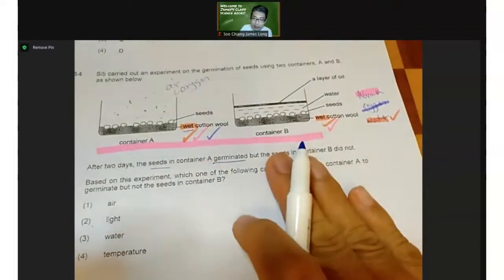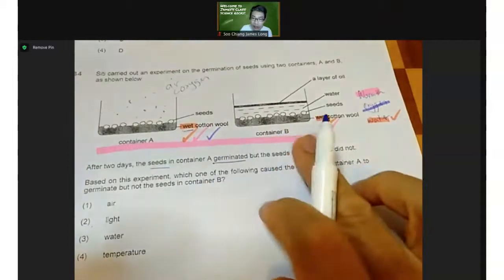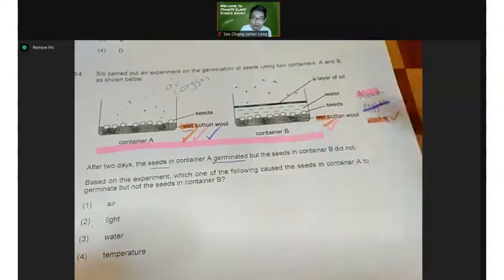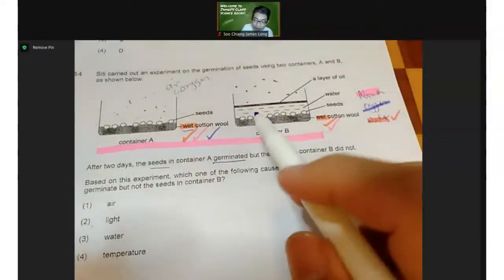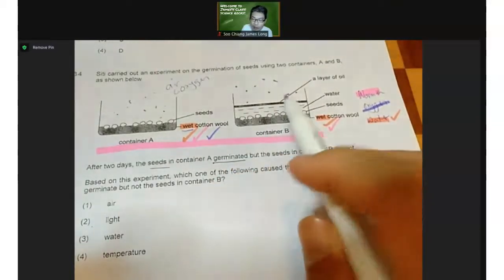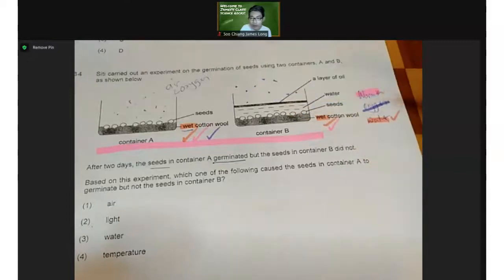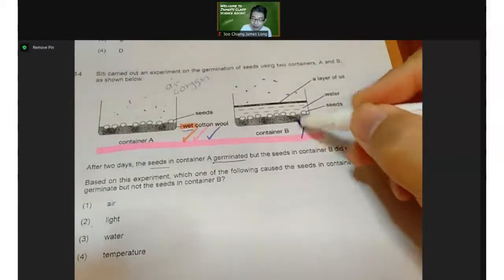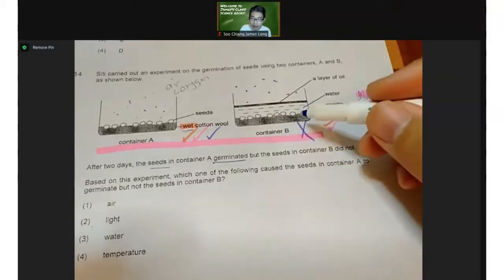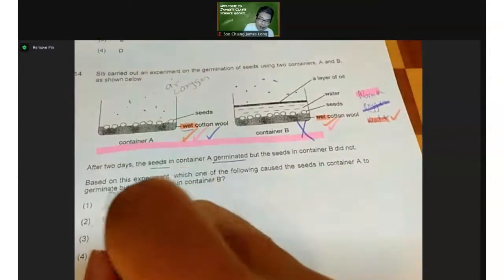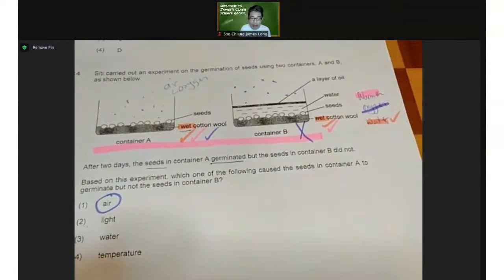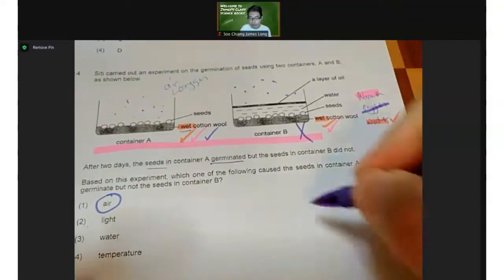However, for this case here, the seeds have no access to oxygen. Oxygen is all up here, above the layer of oil. The seeds are practically drowning inside, right? You see the water covering it, and the oil prevents oxygen in the air from entering the water. So in this case here, there is no oxygen. Therefore, the seeds in container B could not germinate because it does not have oxygen, or it does not have air, and of course we have oxygen in the air. For question 34, the answer is 1.